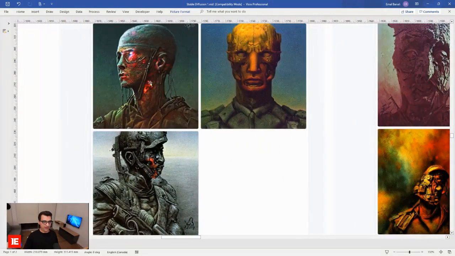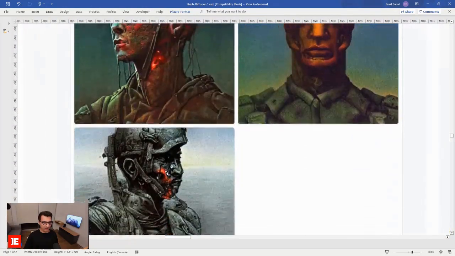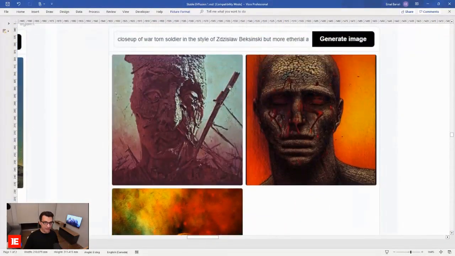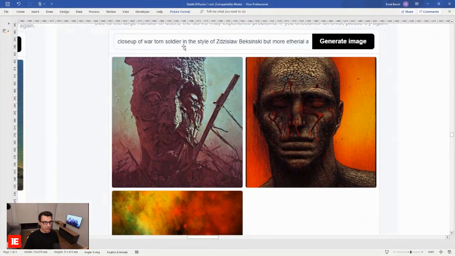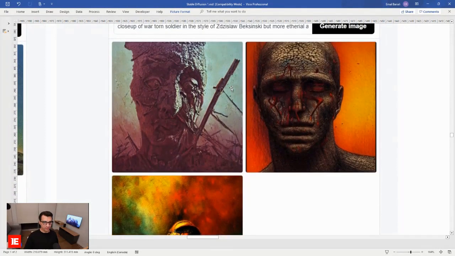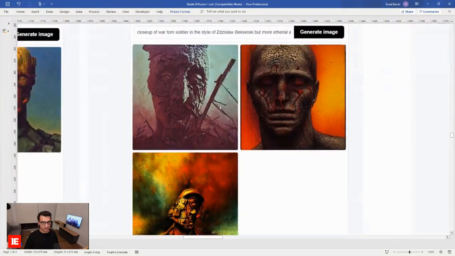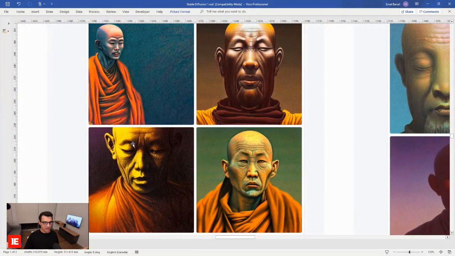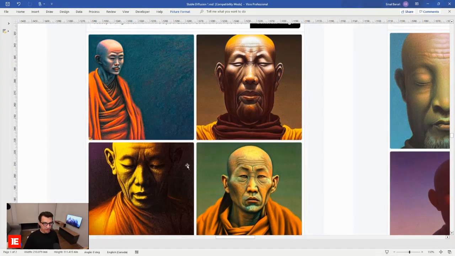If you look at the artist, you'll notice that a lot of his paintings are reminiscent of the style you're seeing here. It's dark, very detailed, a close-up of a war-torn soldier, but more ethereal. So I tried that again with the war-torn soldier, and these are some of the paintings it generated for me. Then I went back up to the enlightened monk, a close-up of an enlightened monk in the style of Beksinski, but more ethereal. And this time it did start to give me some close-ups of a Buddhist monk.